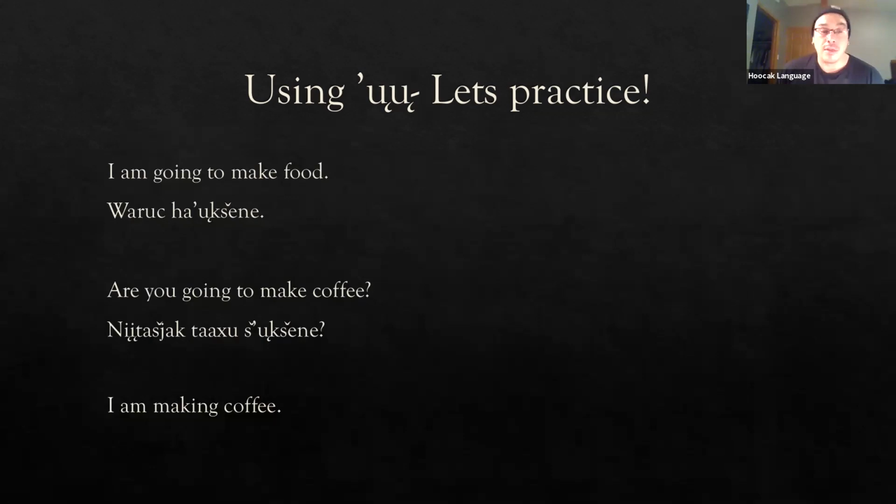And then the final sentence is, I am making coffee. Notice this is present tense. I am presently making coffee. So how are we going to make that present tense? The answer is the positional. Nidashtak dahu haje. Nidashtak dahu ha'u haje. Or a seasoned speaker might say it, nidashtak dahu ha'wanje.